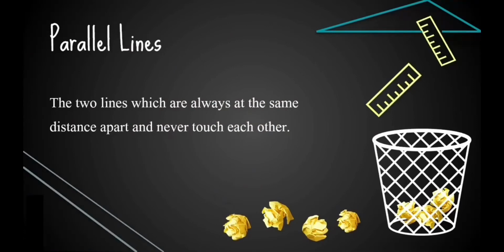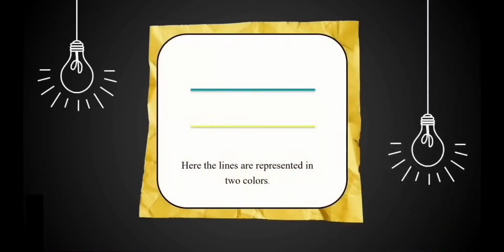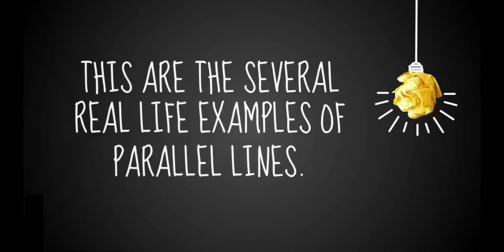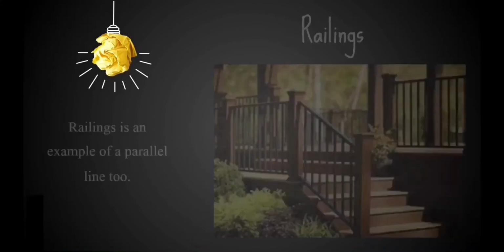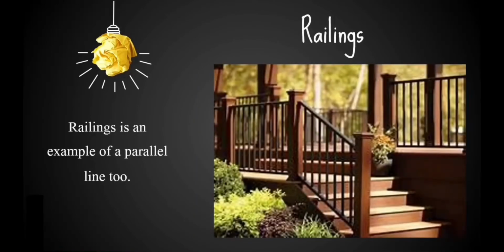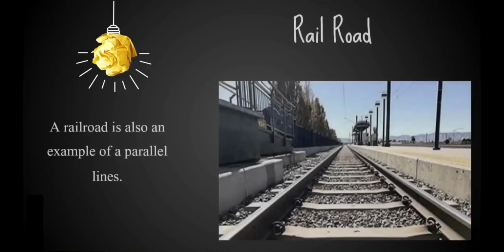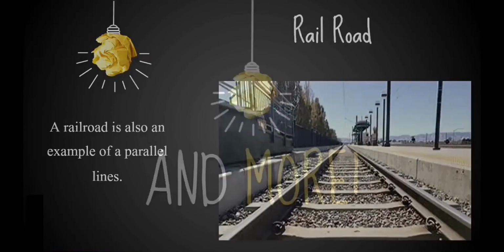Parallel lines are two lines which are always at the same distance apart and never touch each other. Here the lines are represented in two colors. The blue is parallel to the yellow line. These are several real-life examples of parallel lines. One is the line on the road. The line in the middle of the highway is one example of it. Two is railings. Railings are an example of parallel lines too. Three, railroad. A railroad is also an example of parallel lines. And more.